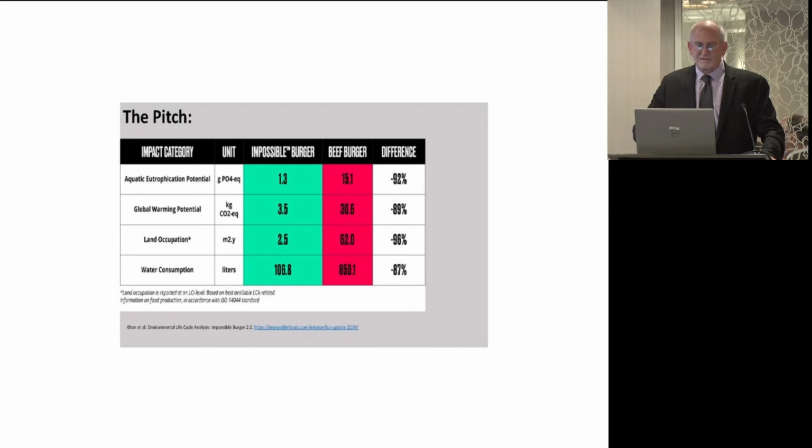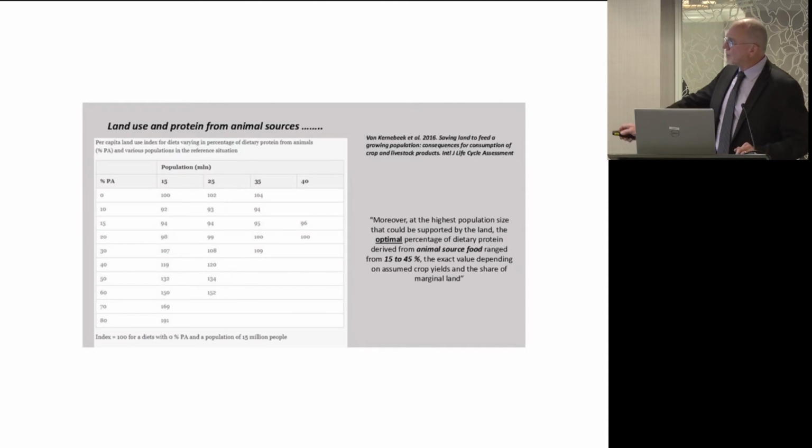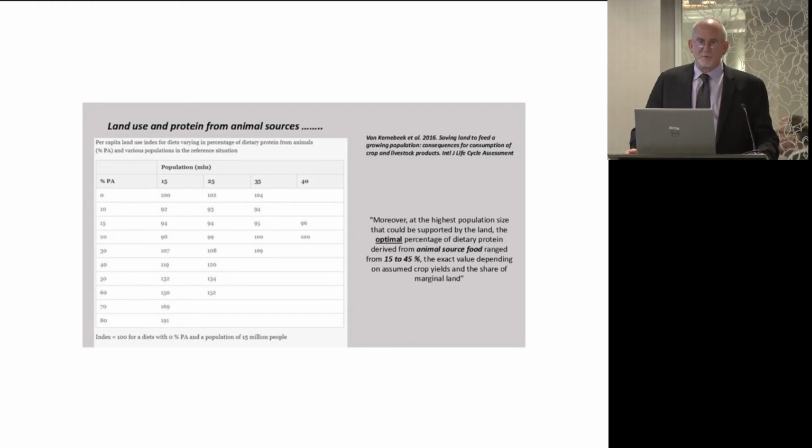So let's take a look at some of the actual data on this. This is data from a group that looks at scenarios where this is the percent of animal protein in the diet, and it goes from 0 to 80. Let's choose one population size, and this population size is 25 million. So 0% animal protein in the diet gives you a relative land area of 102. However, you notice up to 25%, it's still less land area if you utilize animal source protein.